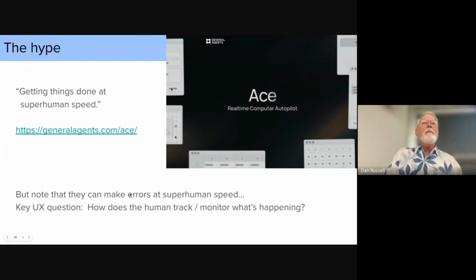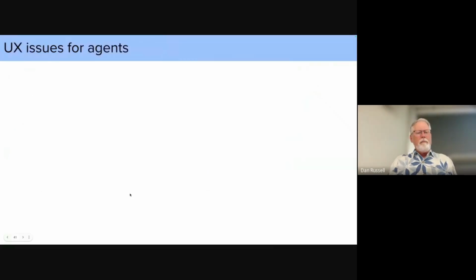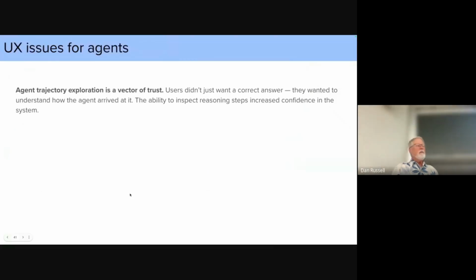What are the UI mechanisms to help people track and understand and maybe steer the flock of agents that are working for them? So here are some issues that are going to come up, some UX issues for agents. Agent trajectory, that is the sequence of things it does, is a vector of trust. Trust, trust, trust. You need to trust your agent.